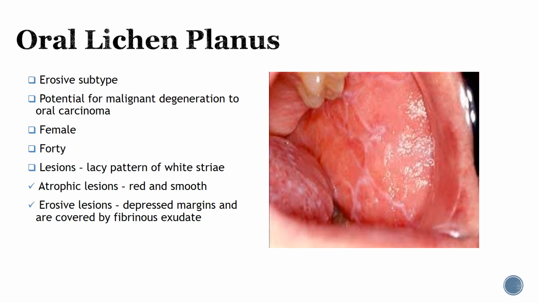Oral lichen planus, particularly the erosive subtype, has the potential for malignant degeneration to oral carcinoma. The typical patient is a female in the 4th decade of life. Lesions demonstrate a lacy pattern of white striae. Atrophic lesions are red and smooth, whereas erosive lesions have depressed margins and are covered by a layer of fibrinous exudate.